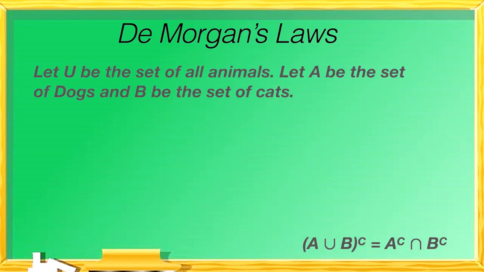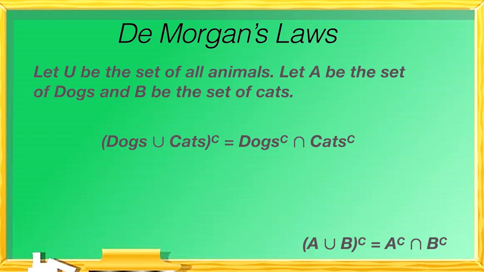Let U be the set of all animals, and let A be the set of dogs, and B be the set of cats. De Morgan's laws say that the complement of dogs union cats is equal to dogs complement intersect cats complement.